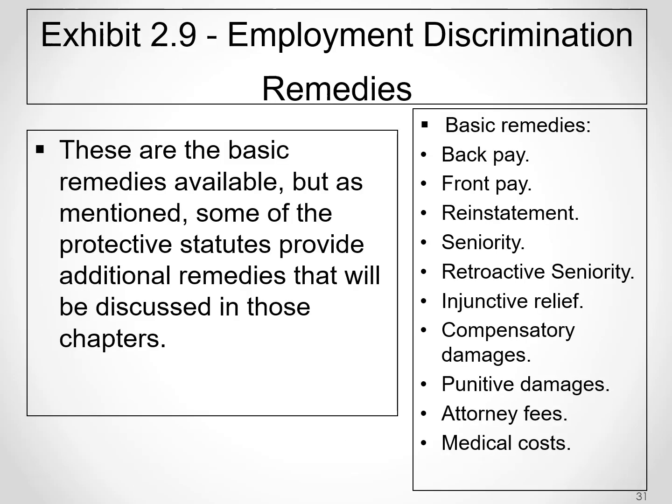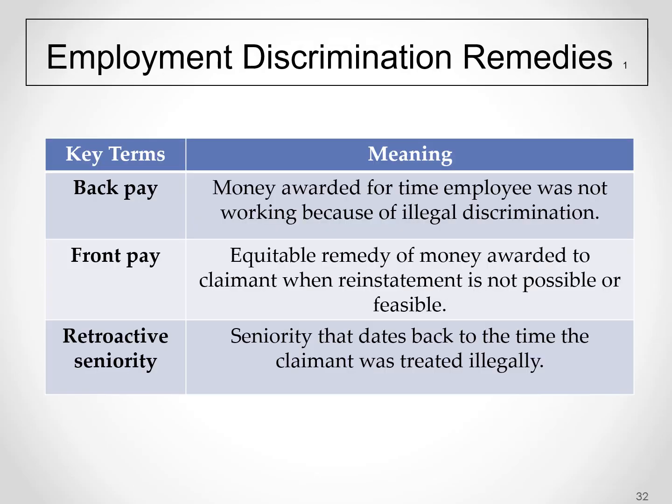So in this exhibit, we have the basic remedies that are available for discrimination cases. And sometimes there's statutes that might have additional remedies, but these are just the basic ones that discrimination cases might have available. An employee that is successful in their claim can claim back pay, front pay for what they lost out on in the future, maybe reinstatement for a job, they can reclaim seniority, retroactive seniority, they can get an injunction, compensatory damages, punitive damages, and potentially even attorney fees, or medical costs because of an injury suffered.